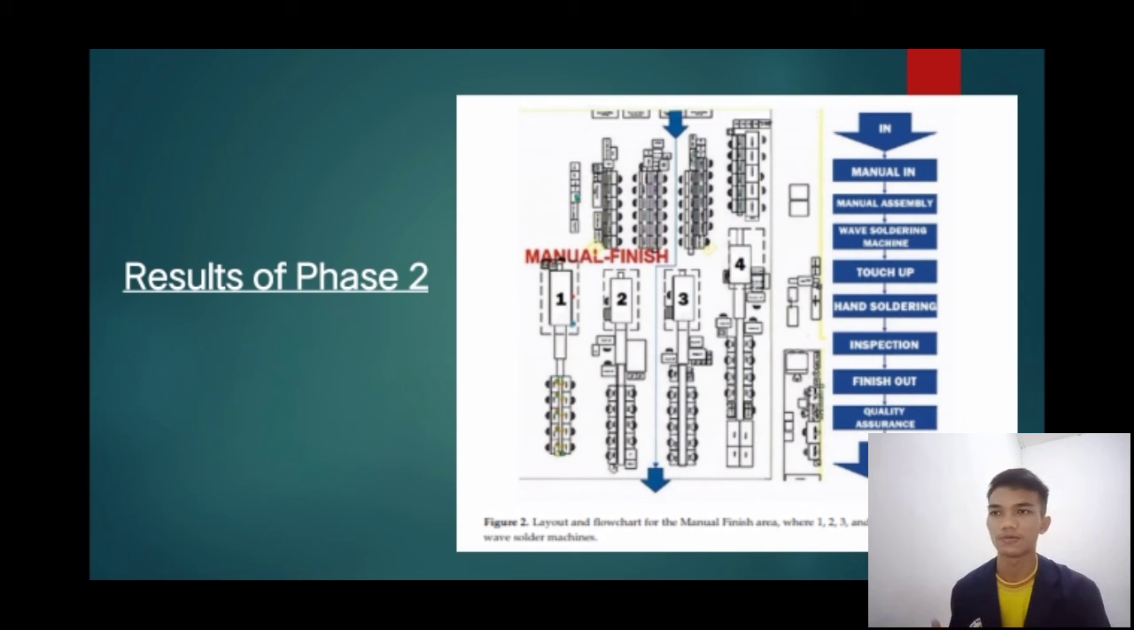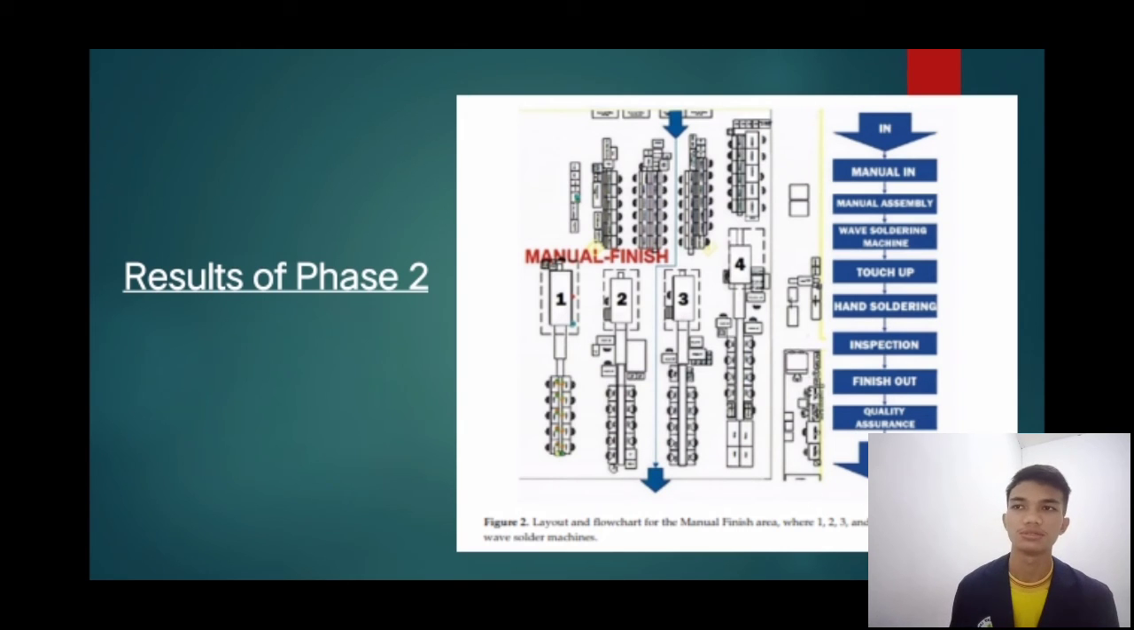We look at figure 2. It shows the layout and flowchart for the manual finish area. As can be seen, the production of electronic boards was performed in 8 tasks: manual ink, manual assembly, wave soldering, touch-up, hand soldering, inspection, finish out, and quality assurance. Improvement opportunities were detected in the tasks of manual assembly and wave soldering.